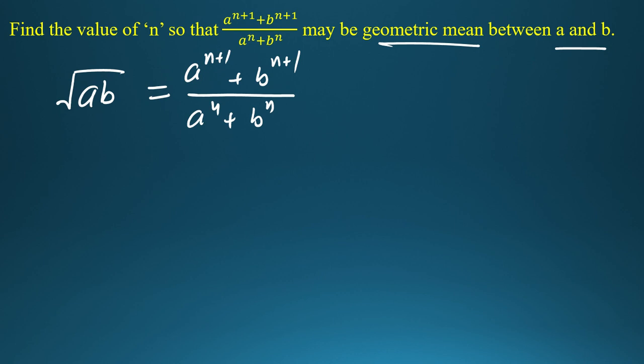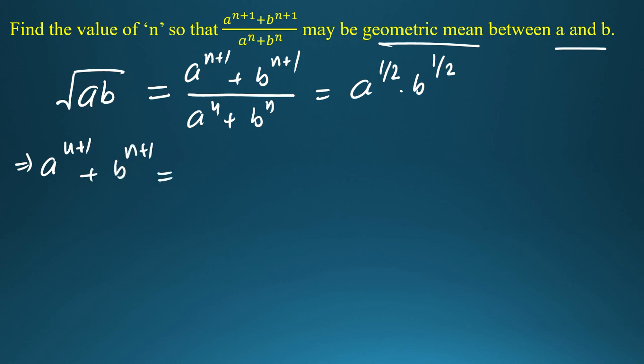Now we have to simplify this. So I am writing this here. Square root of ab means a to the power half times b to the power half. Now what we can do, just cross multiply this. So it is a to the power n plus 1 plus b to the power n plus 1 equals, just multiply, a to the power n plus half times b to the power half plus b a to the power half times b to the power n plus half.